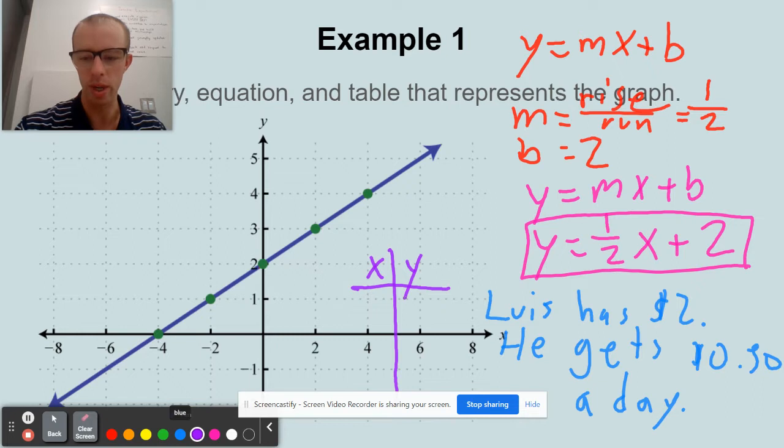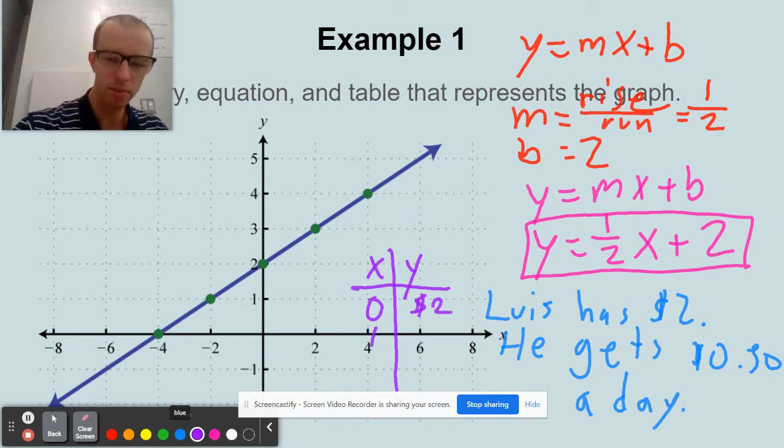If I use the story, all right, so think about the x as days. After 0 days have gone by, how much money does Luis have? He's got $2. He starts with $2, so after 0 days, he's still got $2.